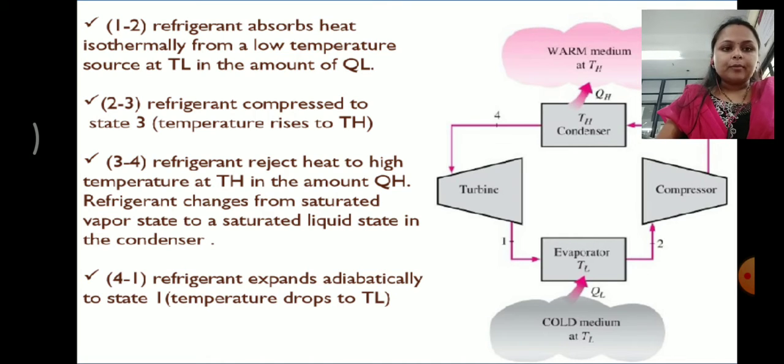In this diagram, we can see four processes: from 1 to 2, from 2 to 3, from 3 to 4 and from 4 to 1. Process 1 to 2 represents the evaporator, process 2 to 3 represents the compressor, process 3 to 4 represents the condenser and process 4 to 1 represents the turbine. In process 1 to 2, what happens?